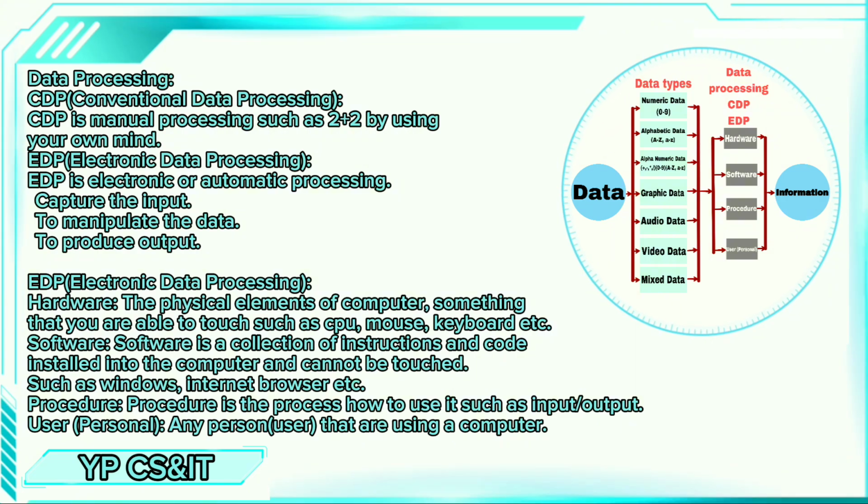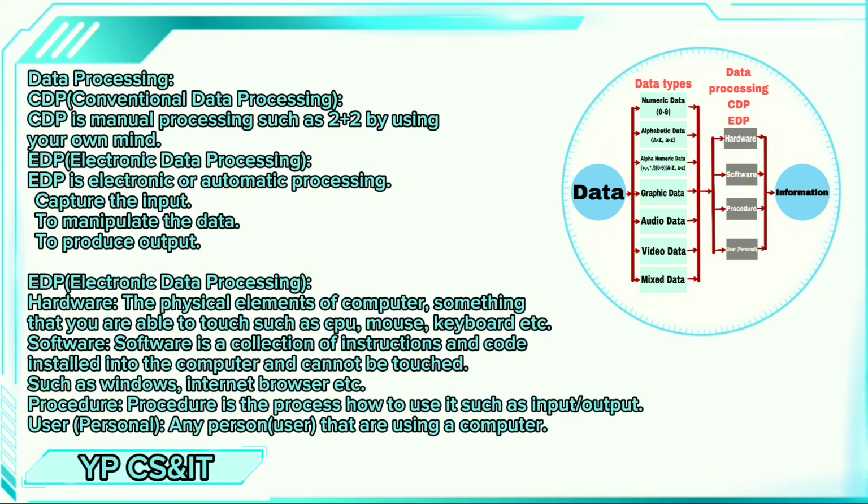Data processing. CDP, conventional data processing. CDP is manual processing, such as 2 plus 2 by using your own mind. EDP, electronic data processing. EDP is electronic or automatic processing: capture the input, manipulate the data, produce output.